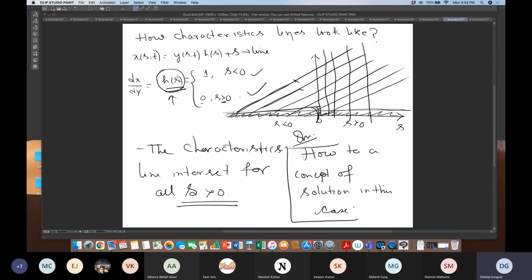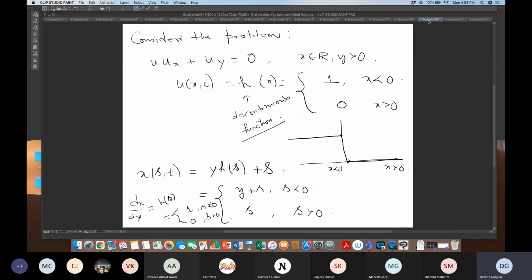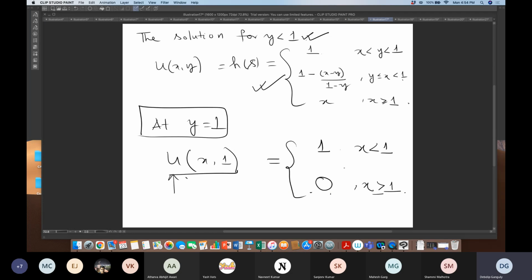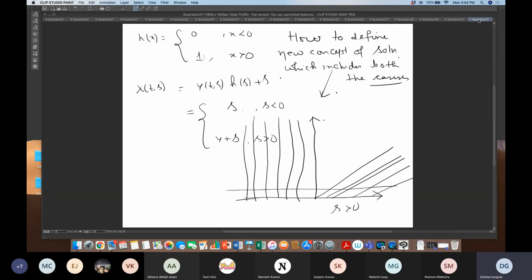So you have to include more in the concept of solution. Just a C1 solution will not help you, right? Just like you see here, this type of 1, 0, you have a discontinuity at some point. So you have to build your concept of solution even bigger so that you can include all these. Even if it intersects, you can somehow define some concept of solution. We will see in the subsequent classes how to define this type of solutions. Anyway, this is the problem.